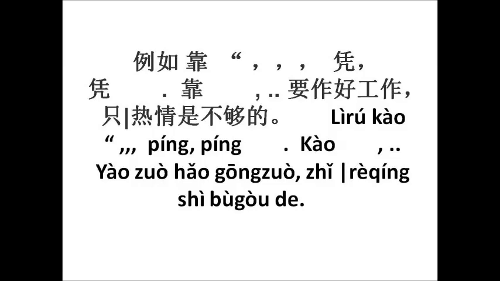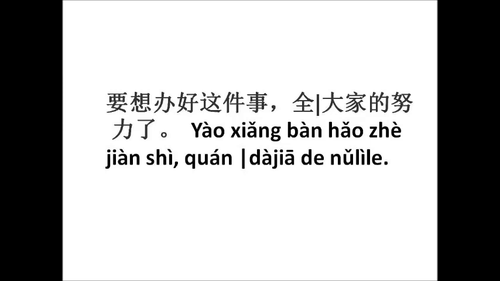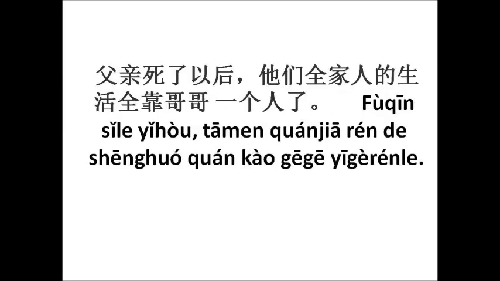要想办好这件事，全凭 or 靠大家的努力了. To do this matter well, everybody's efforts are required. 父亲死了以后，他们全家人的生活全靠哥哥一个人了. So after their father's death, their whole family depended on their elder brother for their livelihood. So it depended on the elder brother.